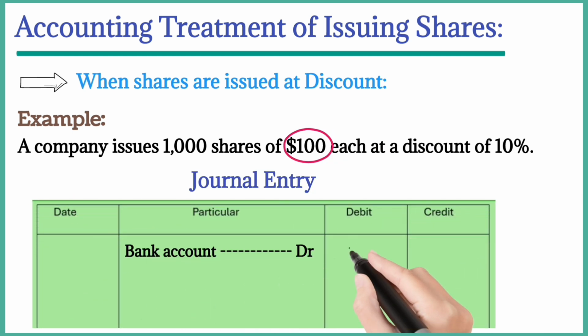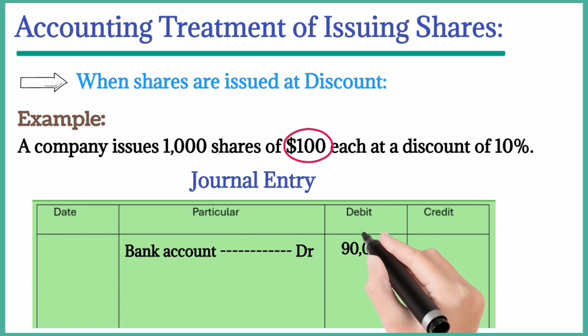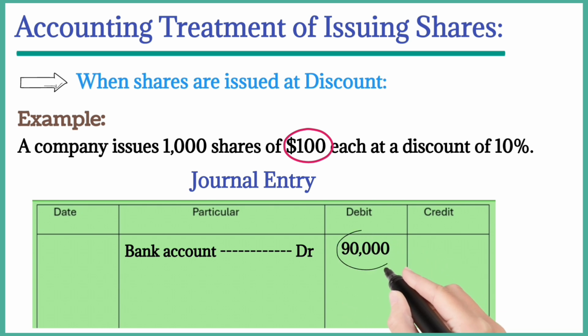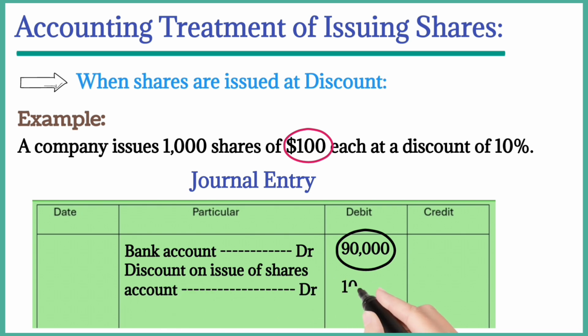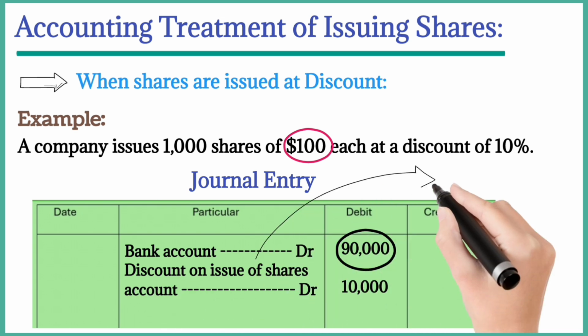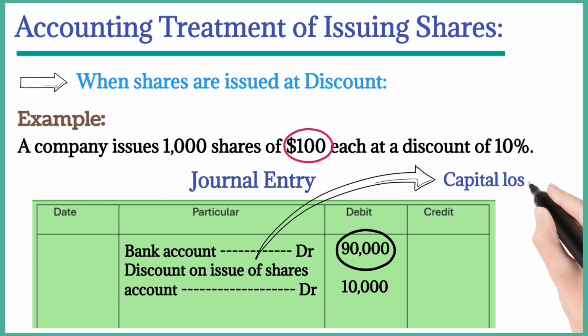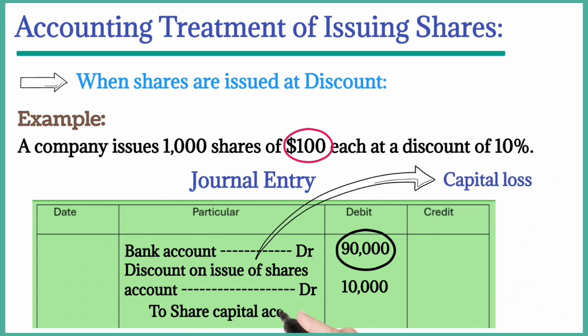Bank account debit $90,000. This account is debited to record the cash received from the issuance of shares. Discount on issue of shares account debit $10,000. This account is debited to record the loss incurred due to the discount. Share capital account is credited with the face value of the shares issued, $100,000.